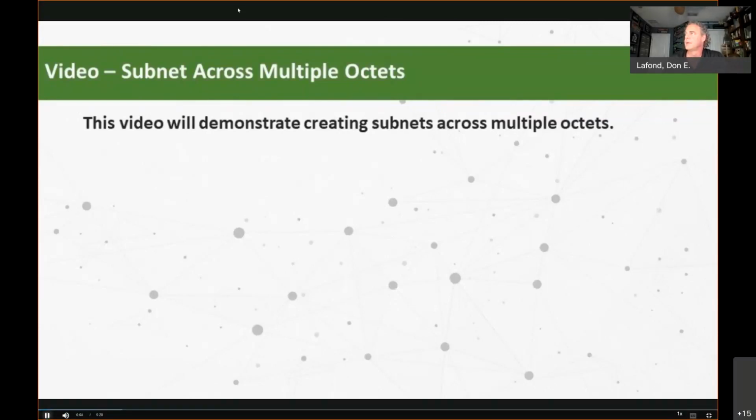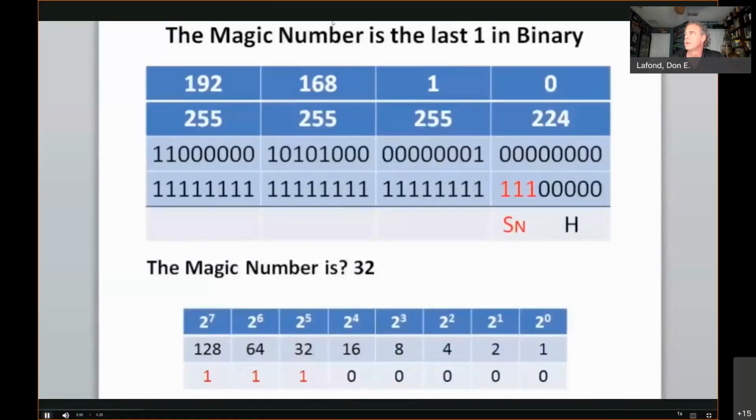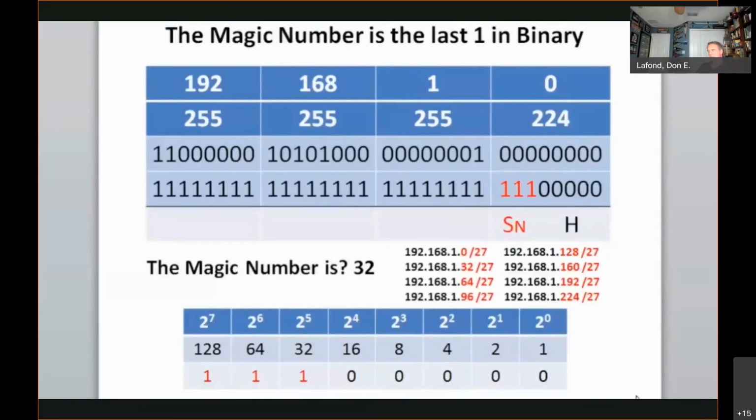In classless subnetting, we've seen how we can borrow bits from the host portion of the subnet mask, and that the last one that's borrowed is the magic number, meaning that if we look at the place value of the 8-bit grouping, the last one in this case is in the 32's place, so the networks go up by 32. Starting with the 0 network, we have the 32 network, then the 64, 96, 128, and so forth, but the networks go up by 32.